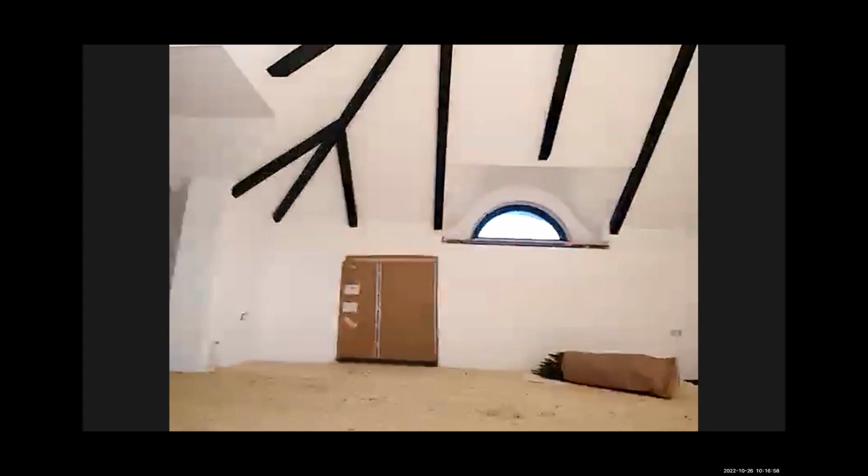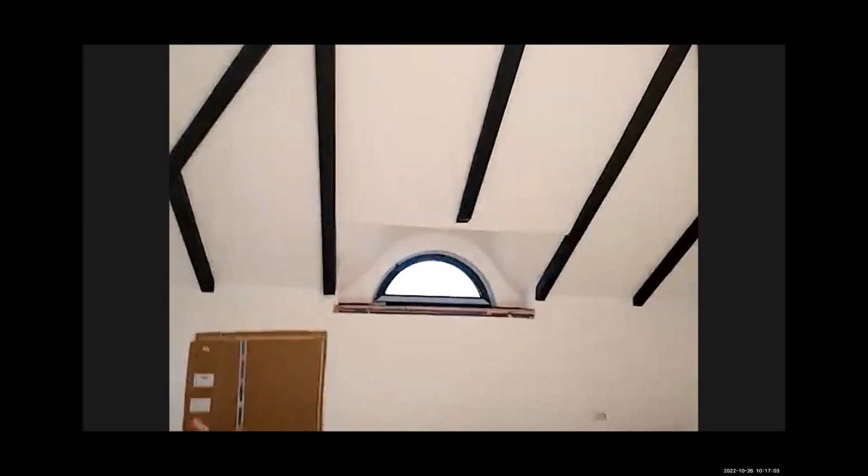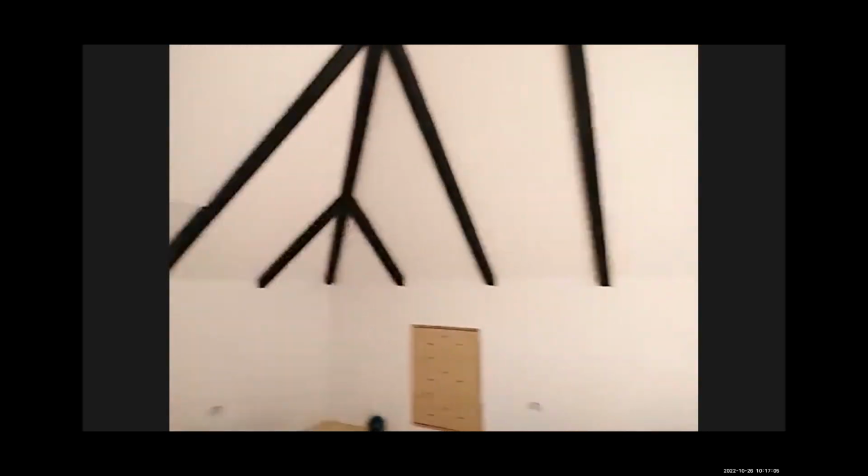Aquí es un sitio muy hermoso para hacer una deshidratadora muy grande y lo vamos a hacer. This is a beautiful place to make a dehydrating place.